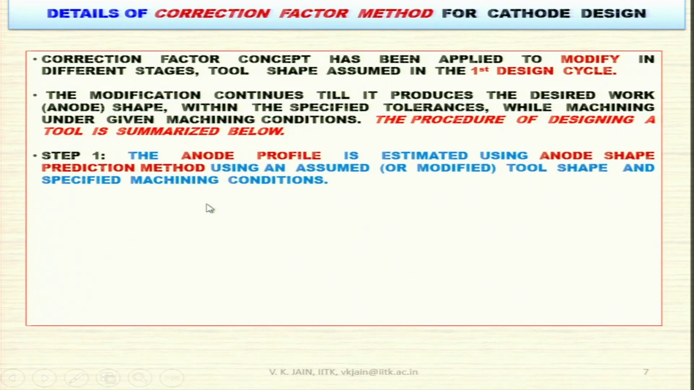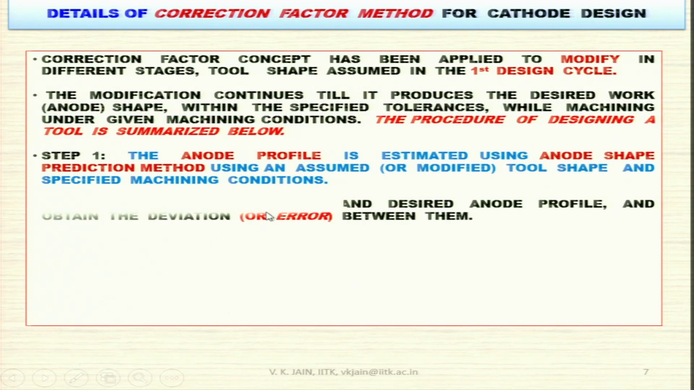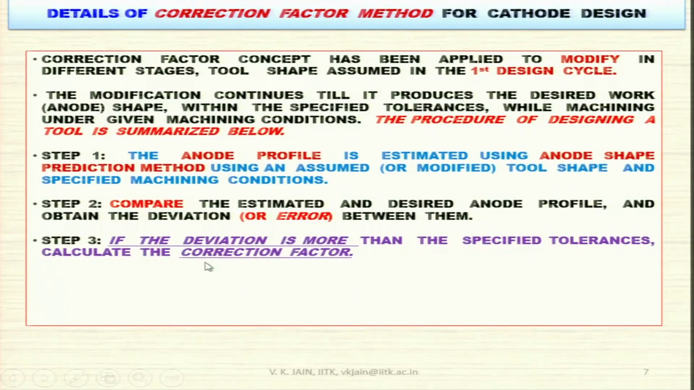Step 1: the anode profile is estimated using the anode shape prediction method, using an assumed or modified tool shape and specified machining conditions. Then step 2: compare the estimated and desired anode profile, because you require a certain final shape and size of the workpiece. So whatever is predicted theoretically, you compare these two, which I have shown you in the earlier slide; that comparison was very, very close. We were not able to even see any difference between the two, and obtain the deviation or error between them, whatsoever is there. If the deviation is more than the specified tolerances, and this is important, then calculate the correction factor.